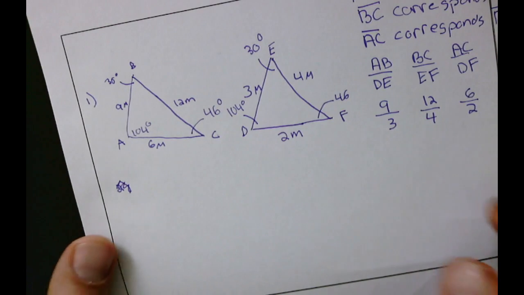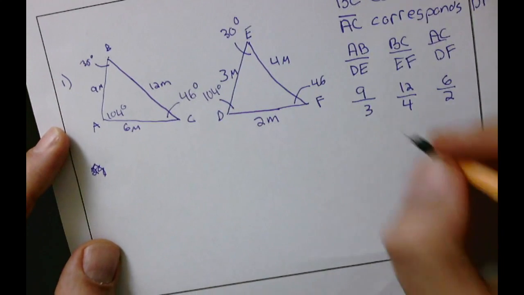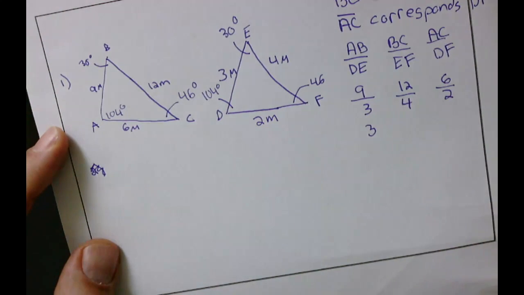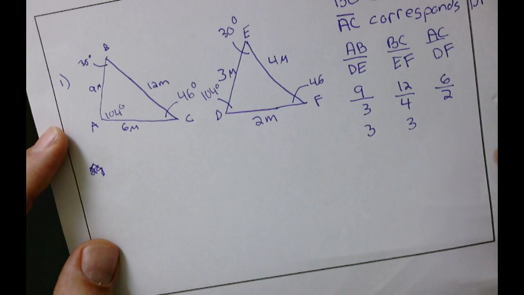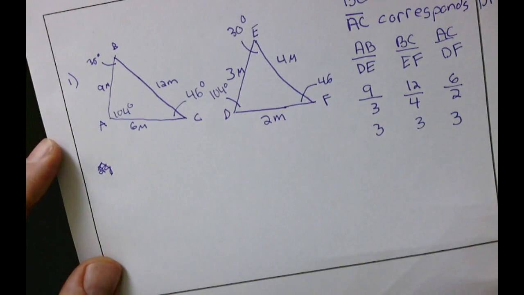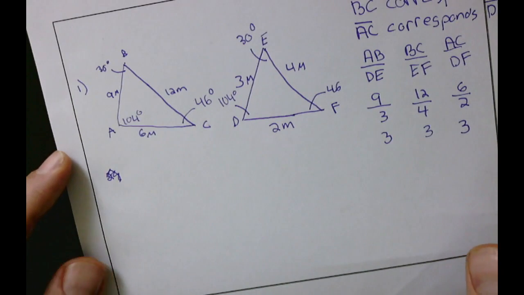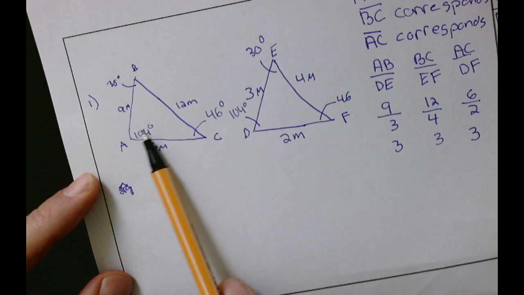Finally, I want to take these and simplify them. 9 over 3 is equal to 3. 12 over 4 is equal to 3. And 6 over 2 is equal to 3. So these appear to be similar, but we want to double check that by looking at the angles.